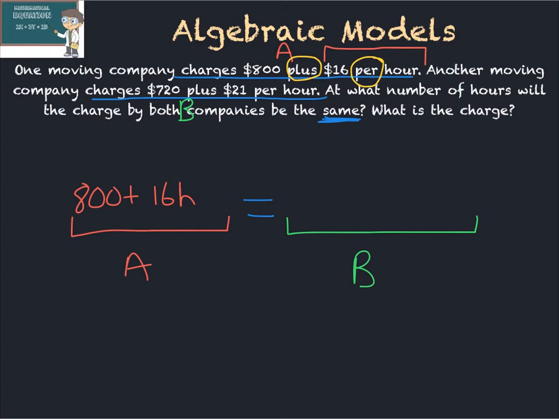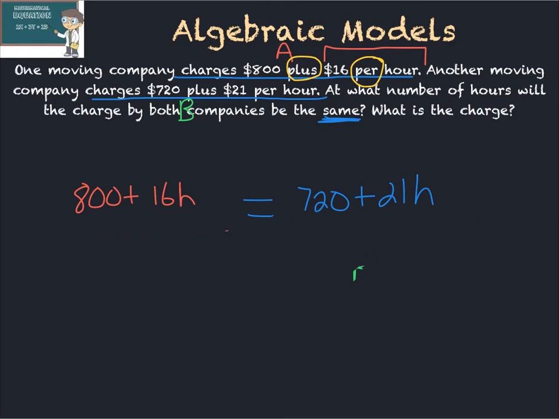Now what about moving company B? Well, moving company B, it's the same kind of expression, except this time we have $720 plus $21 per hour. $21 per hour would be 21h, right? And we just did that in our previous problem. And this one I am going to go ahead and solve.